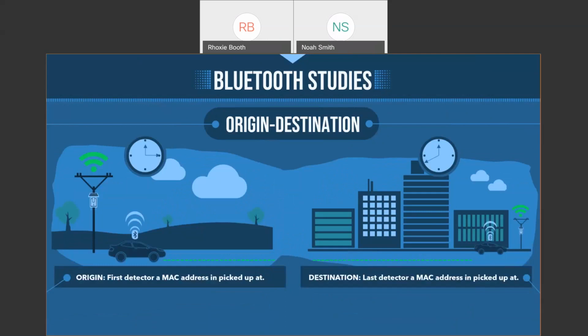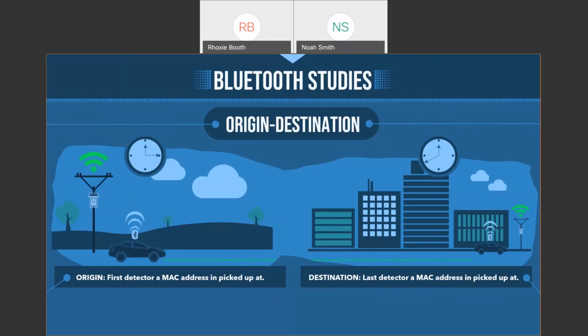So the first common type of study that we do is an origin destination study. And for the purposes of our cloud portal that does all the back-end processing after the data is uploaded from each individual detector, the origin is essentially the first detector that any given MAC address is picked up at. And then the destination is going to display as the last detector that a MAC address is picked up at. And it's important to note that, if you have 5 different detectors, the first and last, it doesn't matter if they hit every other detector in between or if they just go straight from one to the other and that's it. The origin and destination are what you're going to get displayed.